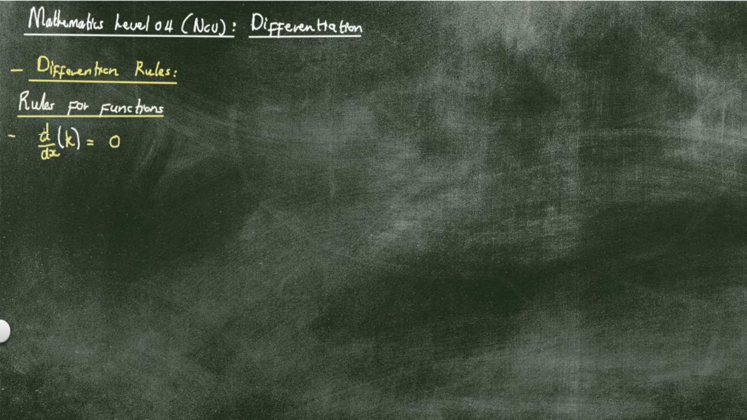Now, d of k with respect to x. This is a symbol for saying differentiate, right? So once you see this, just know that we're going to be differentiating. So I have d of k, dk over dx. So we are differentiating with respect to x. If you take the derivative of k, you're going to get 0. This basically says if you have a constant, the derivative of that constant is going to be 0.